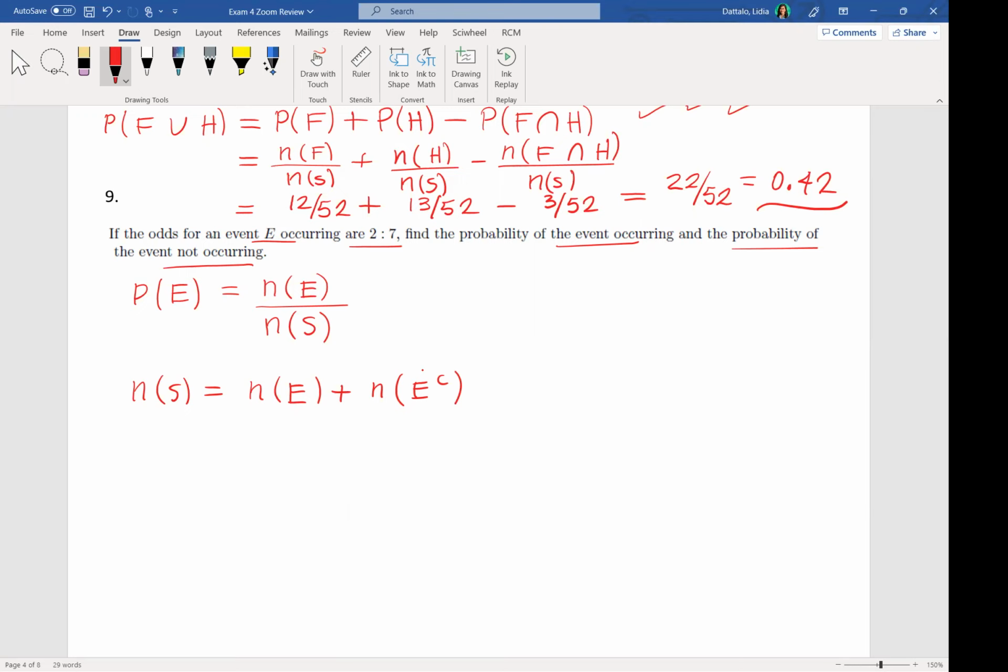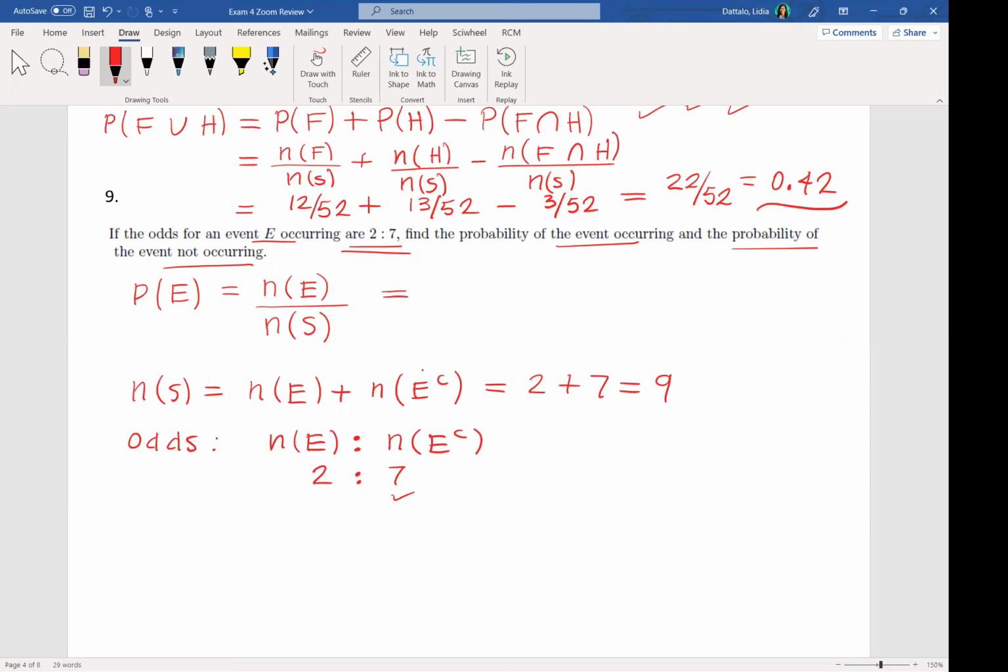What we also want to know is that odds means the number of ways that the event can occur, colon, the number of ways that it doesn't occur, the complement. In this case, that's given right here. That's the odds, 2 to 7. So the number of ways that the event E occurs is 2, plus the complement is 7. So it's 9, the total.